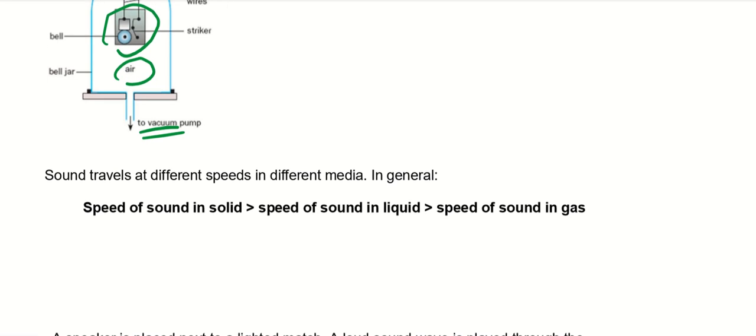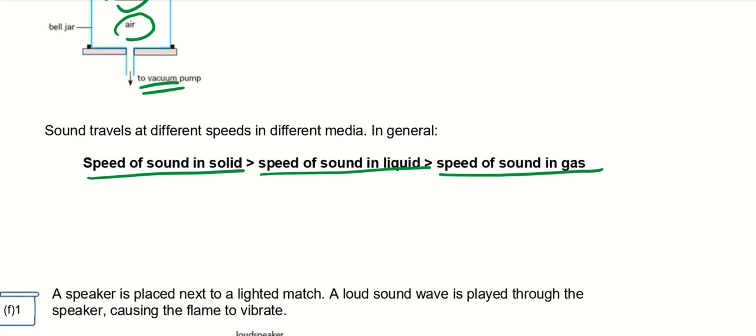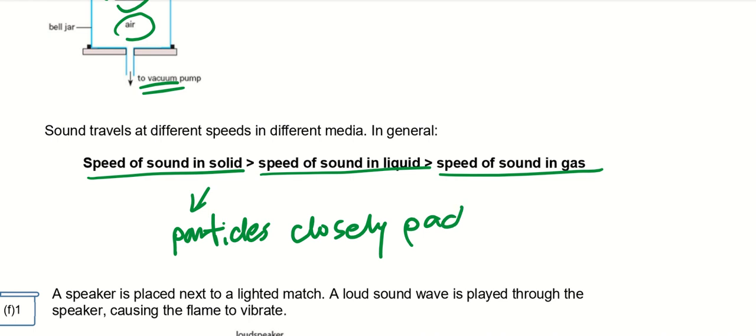Sound travels at different speeds in different media. In general, the speed of sound in solids is faster than the speed of sound in liquids, and it is the slowest in gases. Do you know why? You can actually explain this using the kinetic model of particles. In solids, particles are closely packed, and in fixed positions.